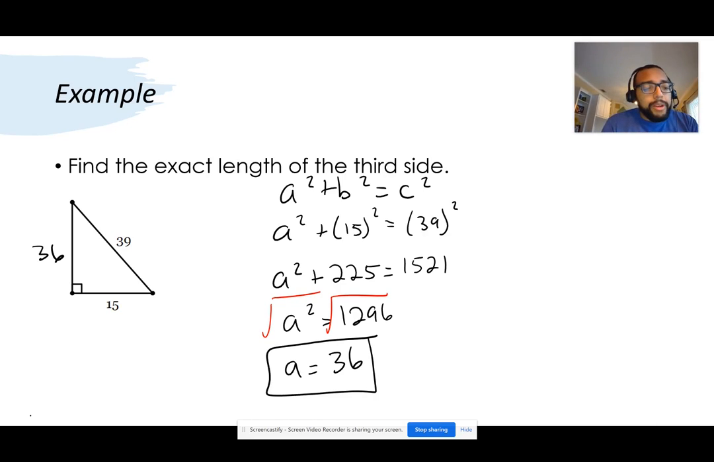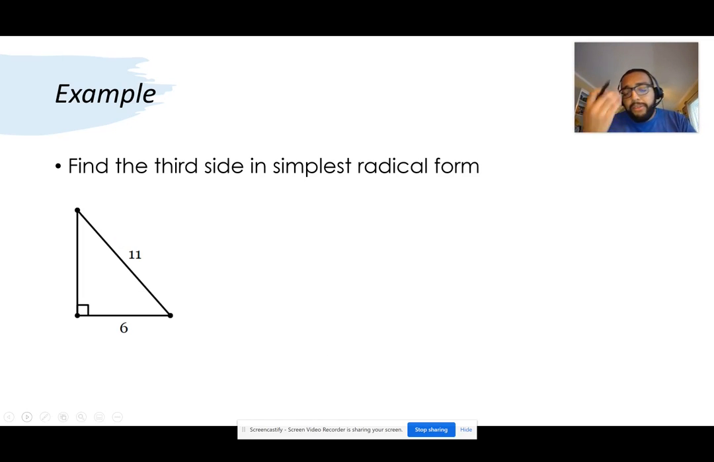They got a couple more here. Yeah, I got about 3 more. So find the third side in simplest radical form.